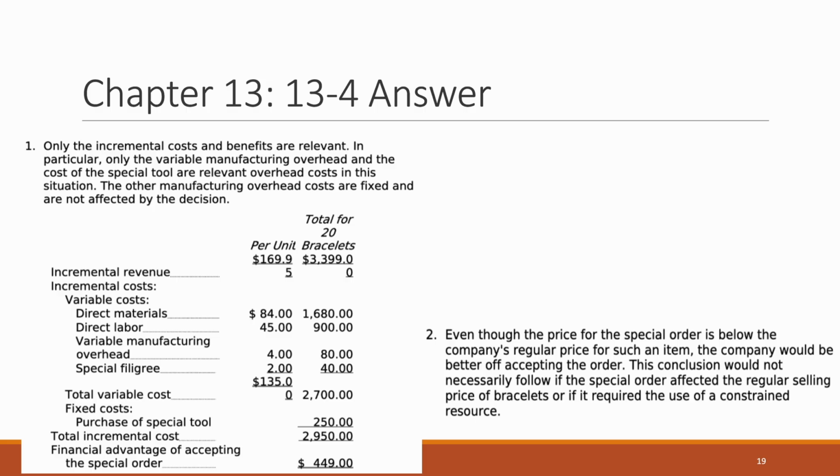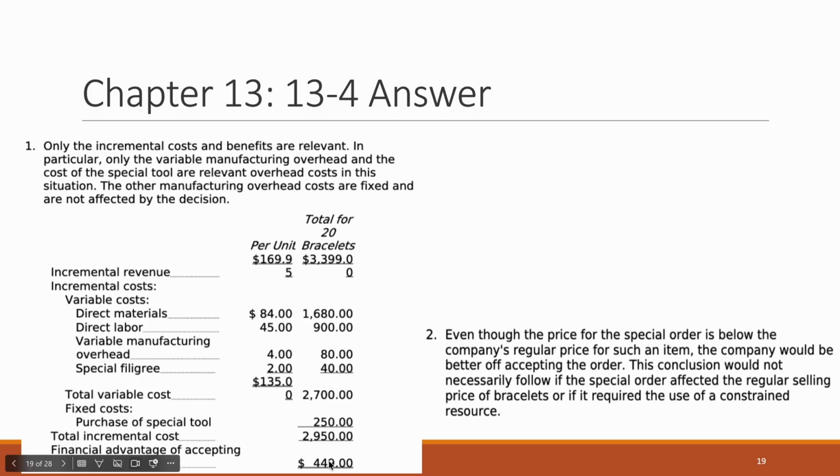Now you multiply that across for the 20 bracelets. That brings our total variable cost to $2,700 for the order of 20 bracelets. So now we need to add in our relevant fixed cost, which is going to be the purchase of this special tool to apply this $2 special filigree. And that's going to be $250 for us, meaning our total incremental cost for accepting this job, this special order, is going to be $2,950.